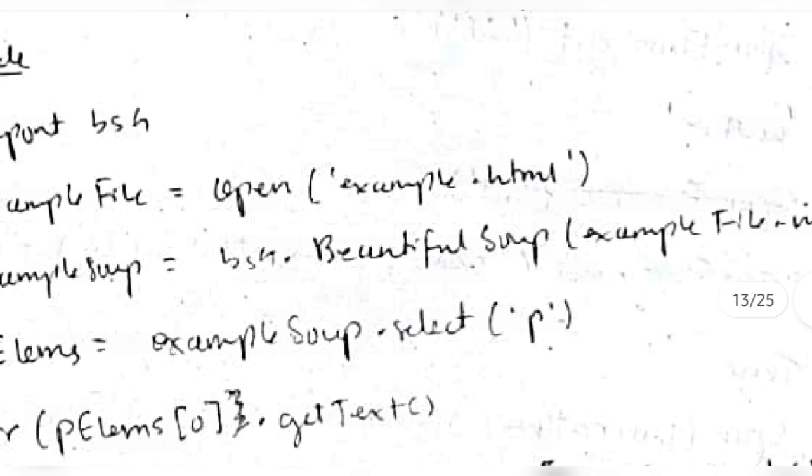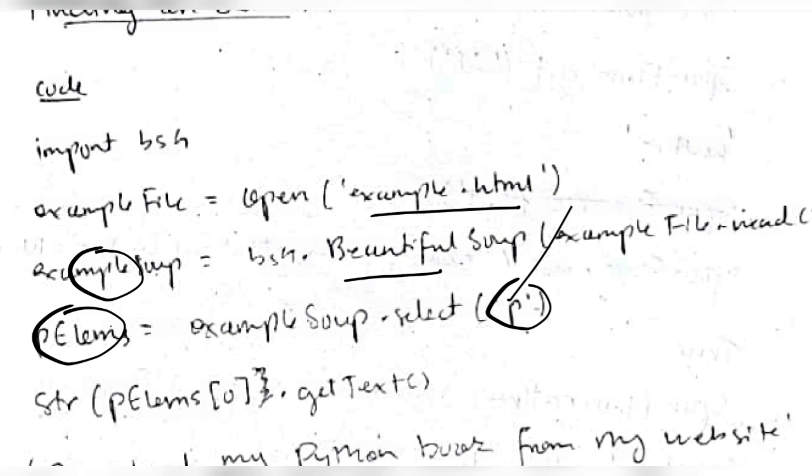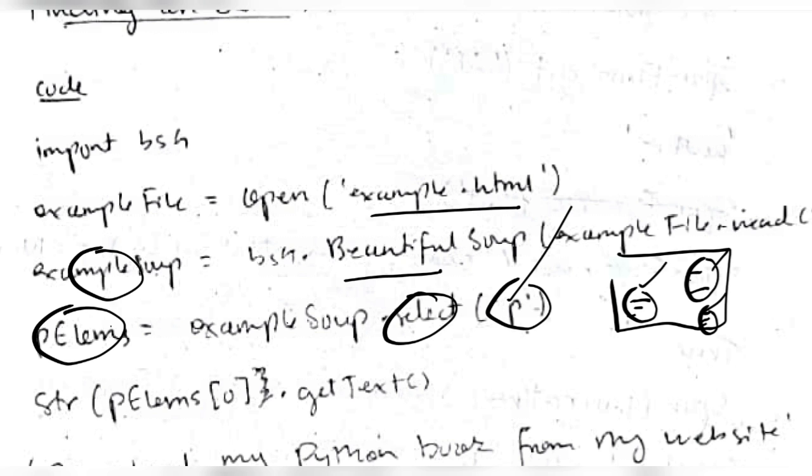So for that example file, I have opened the example file here. Then the Beautiful Soup object is created. Then pElems means paragraph elements. Okay, select p. If I write select p, paragraph elements will be selected, wherever I have a paragraph in my web page, like here, here, so these will be selected. Okay, that's the paragraph selection. I'll be selecting using dot select, and whatever tag I want to select, I'll be mentioning here.